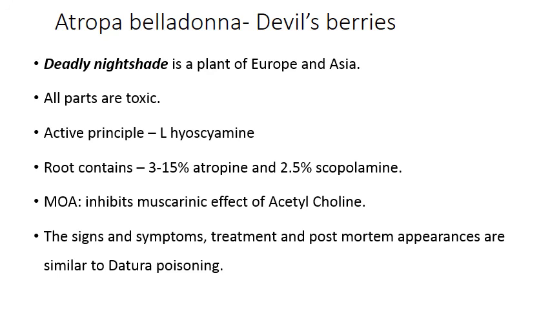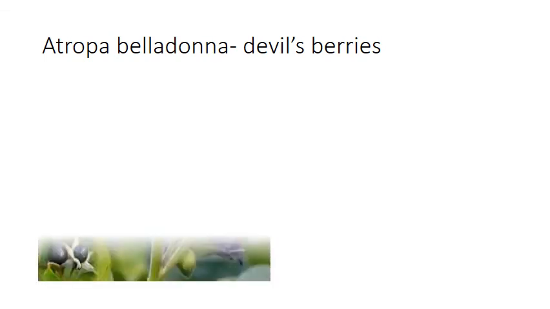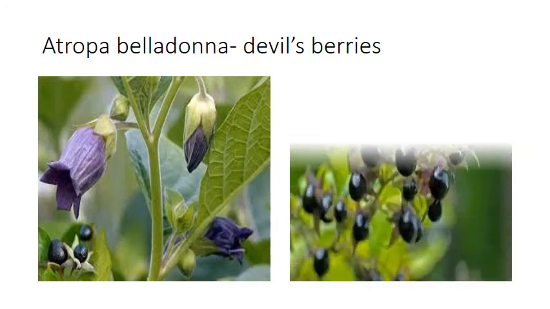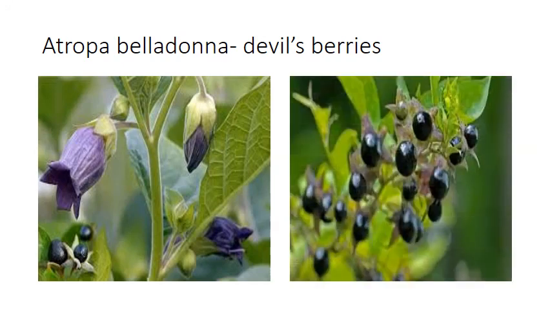In the next picture of Atropa belladonna, this is the plant with a purple colored flower, and this is the fruit. It almost appears like a berry, but it produces a poisonous effect, and hence the name devil's berries.